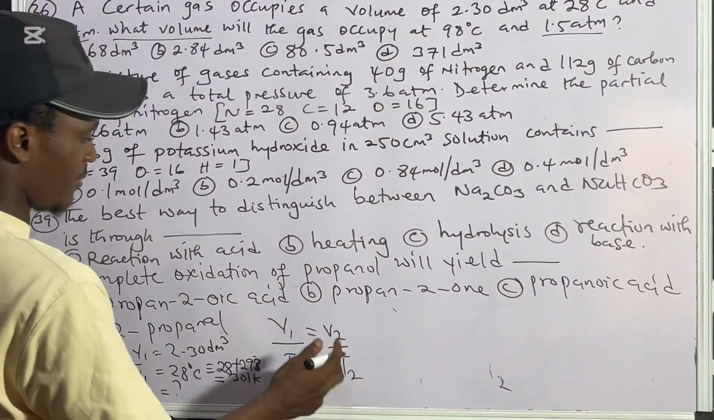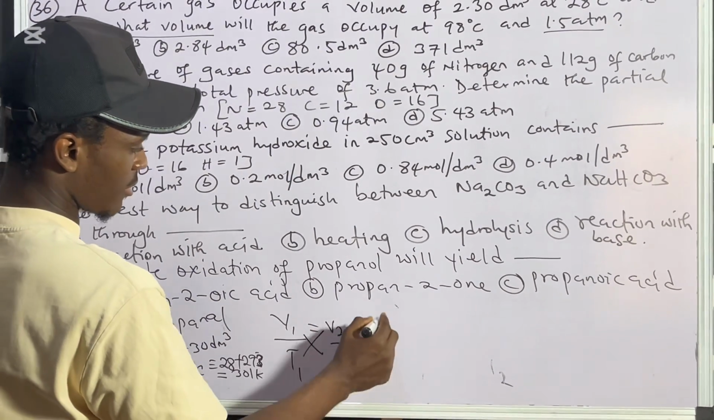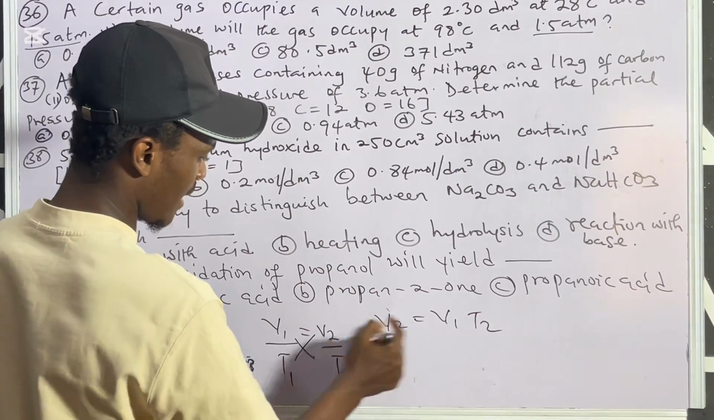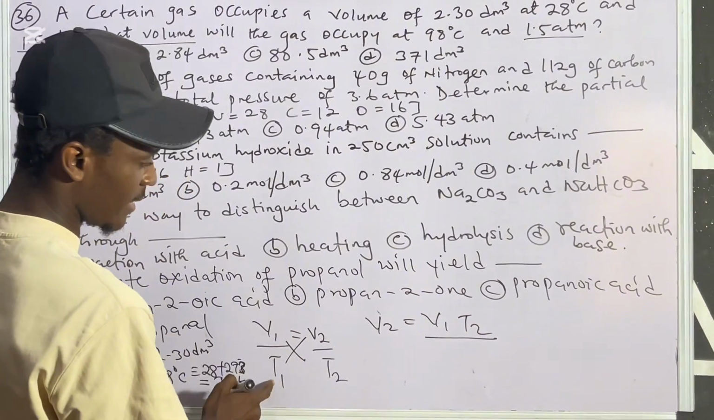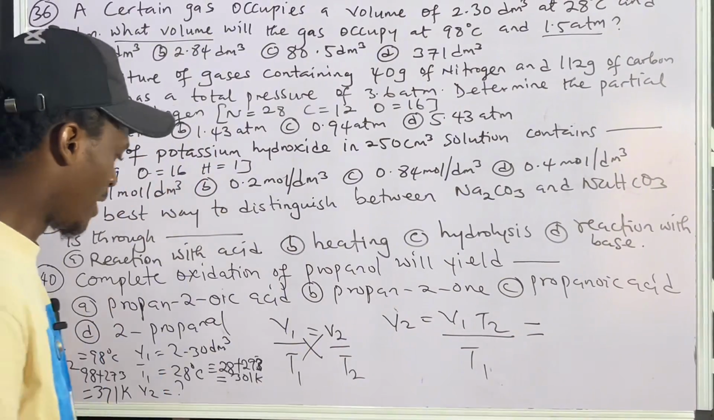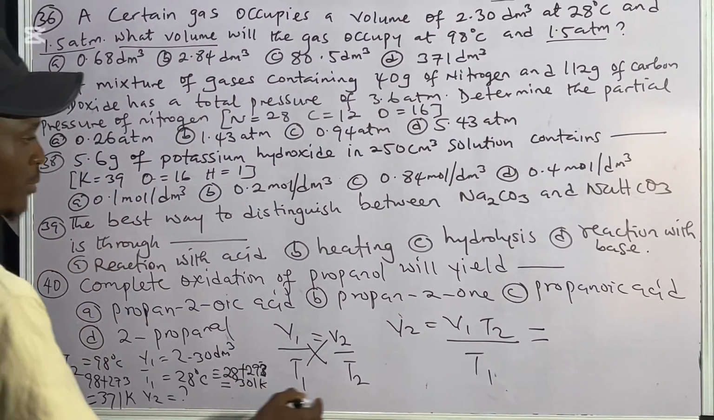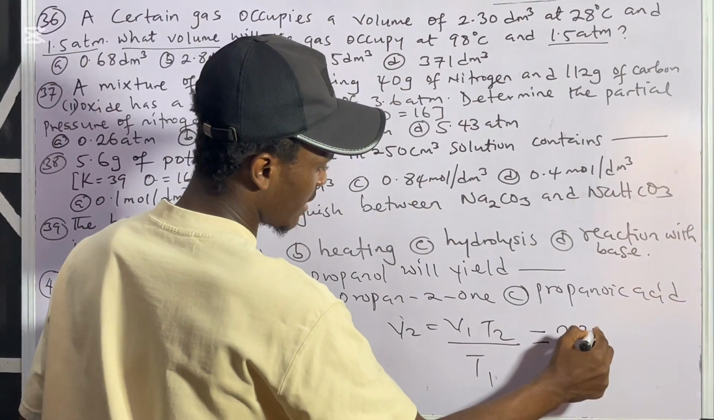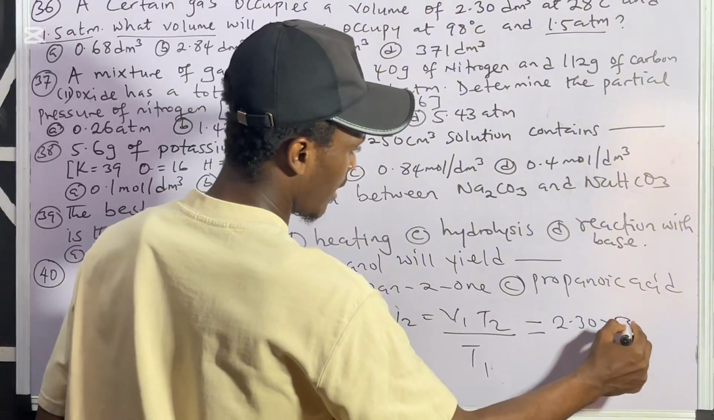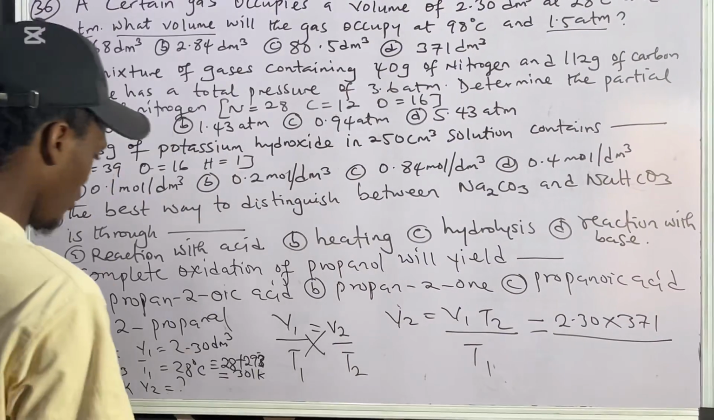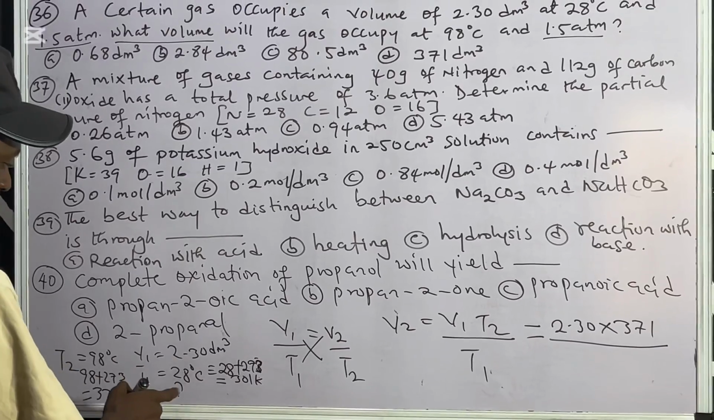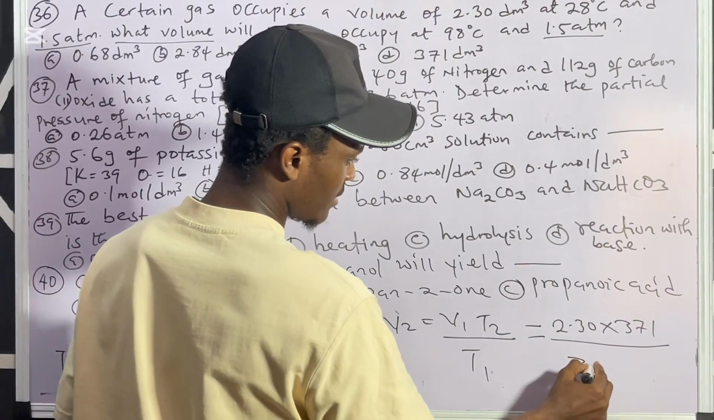What did they say we should find? V2. So by cross multiplication, it becomes V2 equal to what now? Equal to V1 T2 over T1. So our V1 is given as 2.30 times, what's our T2? Our T2 is 371 over, then what's our T1? Our T1 is given as 301.